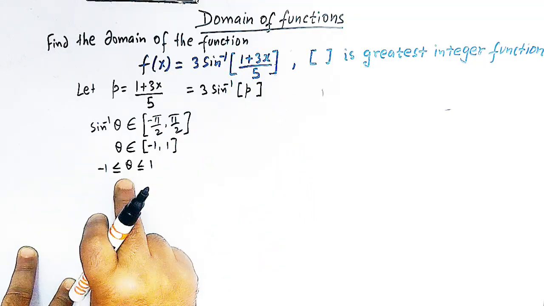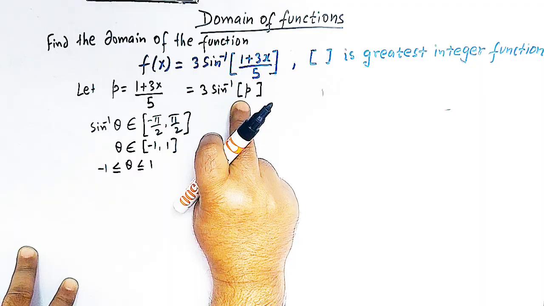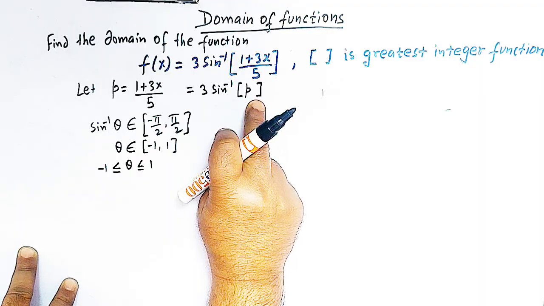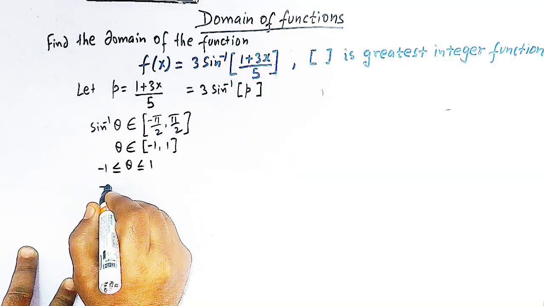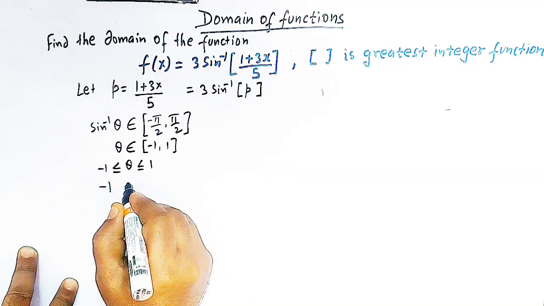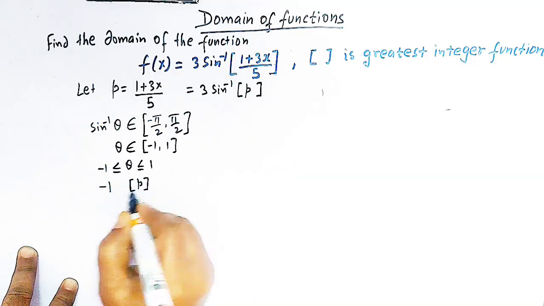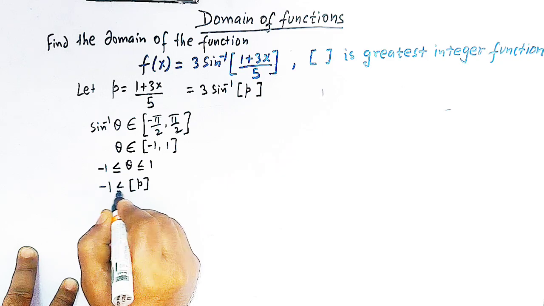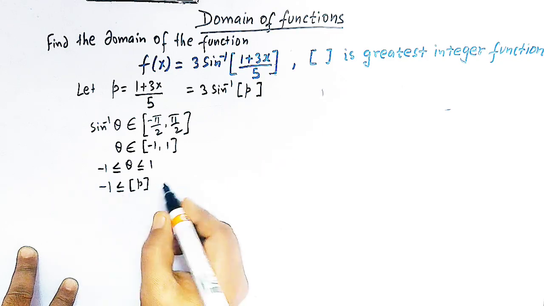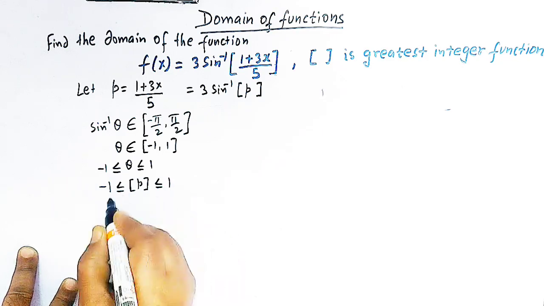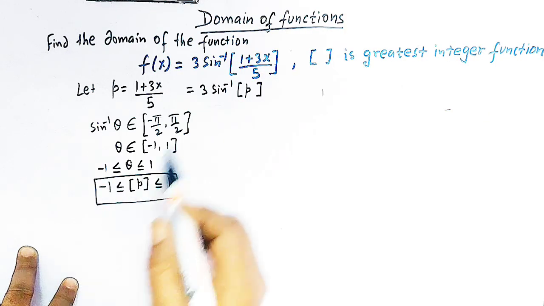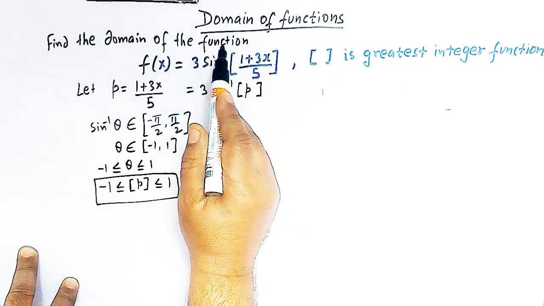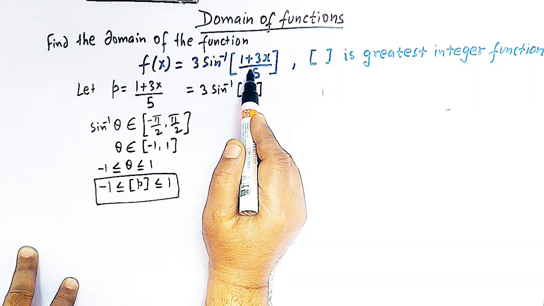Here theta may be taken as the greatest integer of p. So the first condition is that the greatest integer of p should be greater than or equal to minus 1 but less than or equal to 1. This is the first condition while finding the domain of this function.